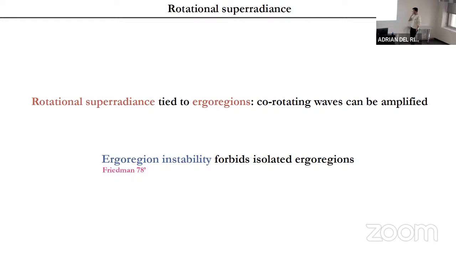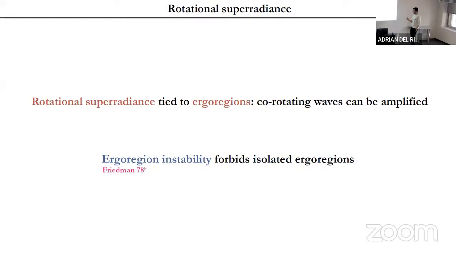So let's go now to rotational superradiance, which is basically the particular example of superradiance that we've been dealing with. Rotational superradiance is always tied to ergoregions, which are basically regions of space or of material in which the particular perturbation that you are considering cannot be static. They have to be co-rotating with the space or with the fluid or whatever you are considering. And when you have rotational superradiance, co-rotating waves, waves that rotate in the same direction as the medium, can be amplified, okay?